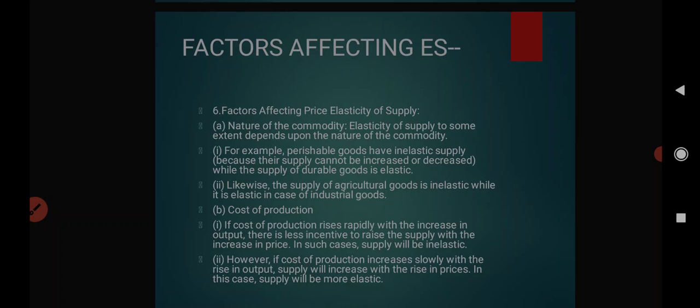Next is cost of production. If the cost of production rises rapidly with the increase in output, there is less incentive to raise the supply with the increase in price. In such cases, supply will be inelastic. However, if cost of production increases slowly with the rise in output, supply will increase with the rise in price. In this case, supply will be more elastic.